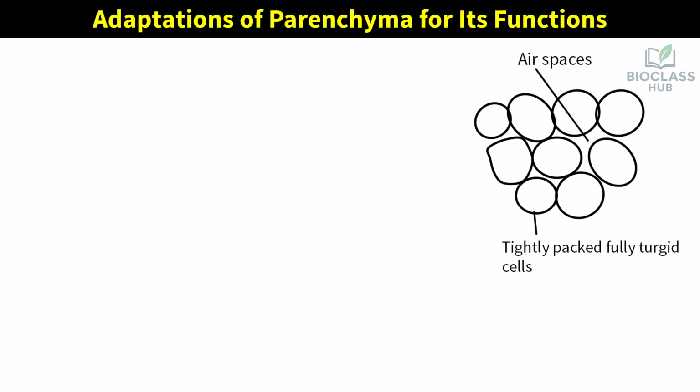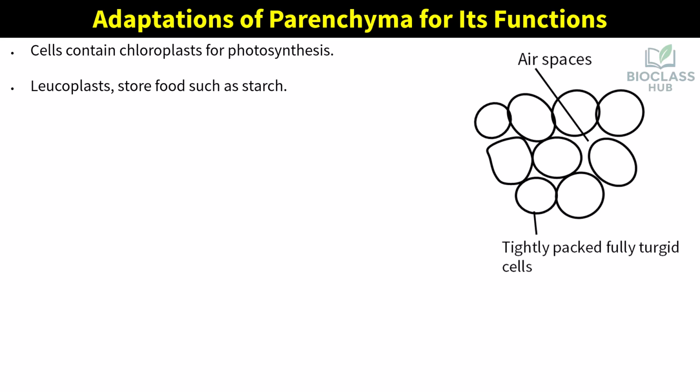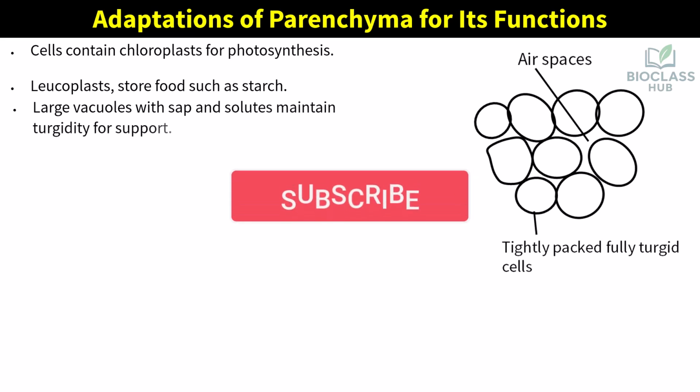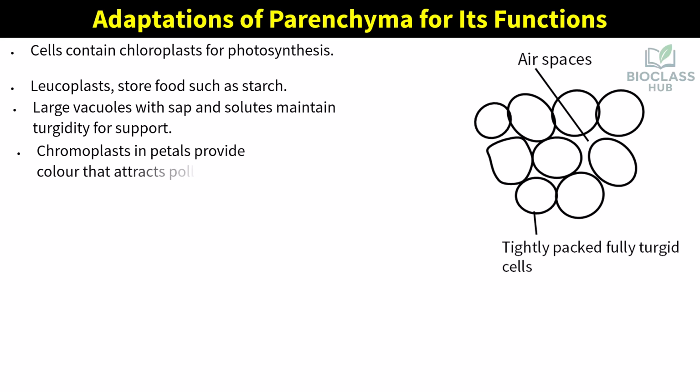Adaptations of parenchyma for its functions. Cells contain chloroplasts for photosynthesis. Leucoplasts, e.g., amyloplasts, store food such as starch. Large vacuoles with sap and solutes maintain turgidity for support. Chromoplasts in petals provide color that attracts pollinators.